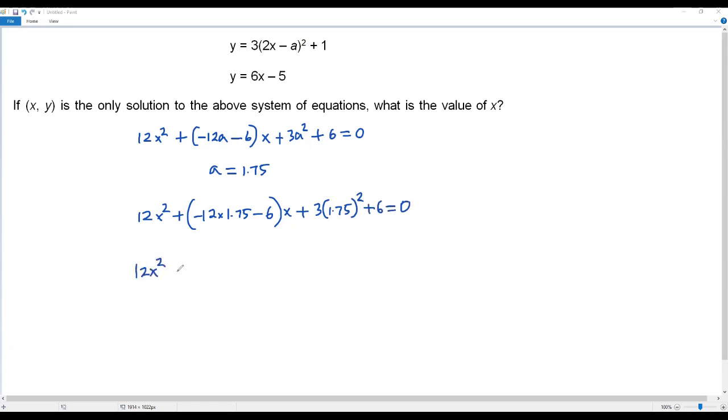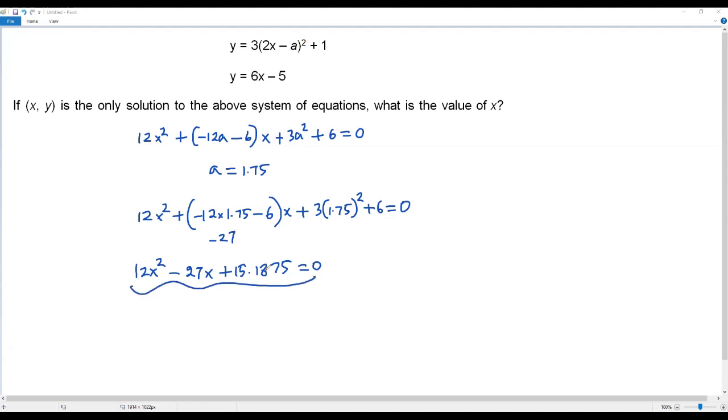So 12x square. Here when I evaluate this numerical expression, I'm getting negative 27. So when I multiply this positive and negative, I'm getting negative 27, and here we have x, so we get negative 27x. When I evaluate this expression, 3 times 1.75 the whole square positive 6, I am getting positive 15.1875 equals 0. Okay, now we have a quadratic equation. I think it's a little time consuming to solve this quadratic equation either by factoring or using the quadratic formula, because we have a decimal value over here. So better we can go to the Desmos graphing calculator and solve this quadratic equation.